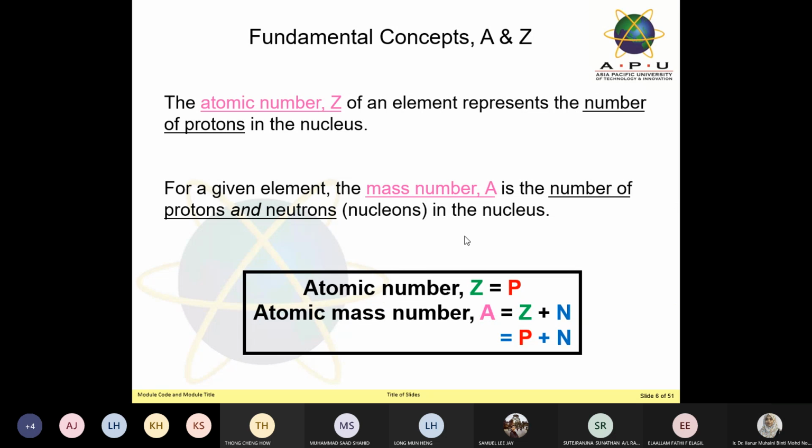Next, for a given element, the mass number A is the number of protons and neutrons in the nucleus. So proton plus neutron become mass number A. If you know the mass number but you don't know the neutron, you can just subtract, right? Because you know the mass number. Mass number A equals Z plus N. Why is my Z small?